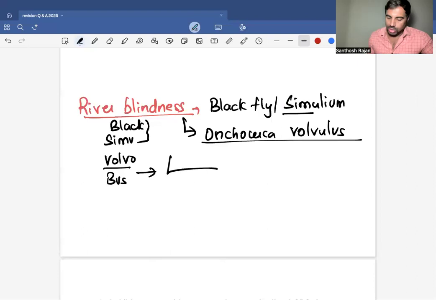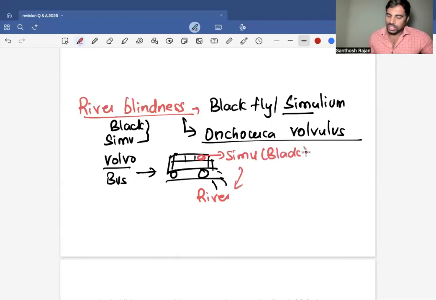Okay, Onchocerca volvulus. I tell you, Simu is going in a Volvo bus, black Simu, and suddenly what happened? He's going on the bridge, right? And what happened on the bridge? The bridge falls down, the bus falls into the river. Black Simu falls into the river and he gets river blindness. Remember it like that. These are a few words, in case you forget at the last moment, remember it like that, it's very easy.